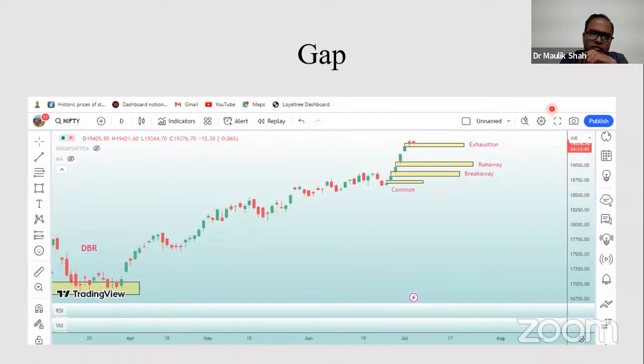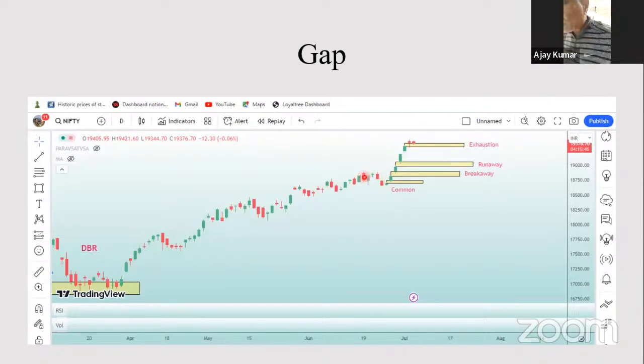So these are different names for different gaps. And more than the names, we need to learn the significance of each gap. The common gap happens somewhere in between the price range. The breakaway gap is a gap where previous resistance was placed, but the price wanted to jump over that resistance, and that created the gap. This breakaway gap is really important, because it becomes a really strong support zone.